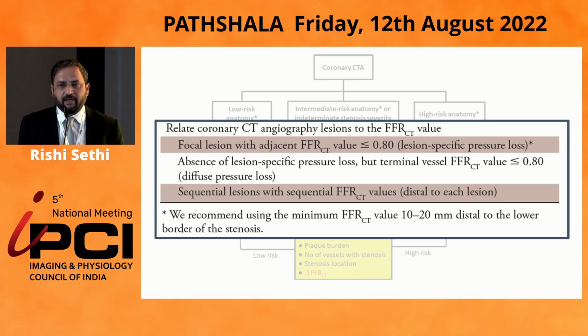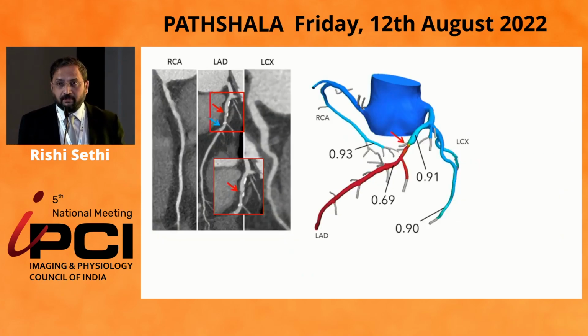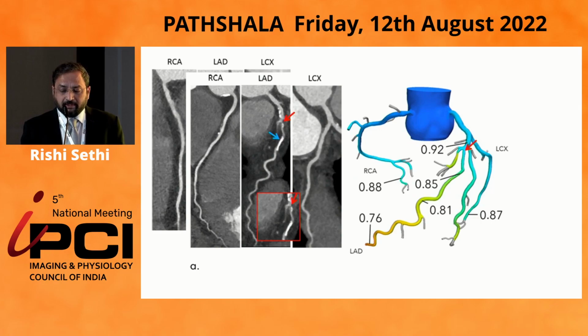You have to measure somewhere in the range of 1 to 2 centimeters distal to the lower border of the stenotic lesion under consideration. So here you have a significant lesion somewhere in the proximal LAD, and you can see CT-FFR values going transiently down. This is the example that I was talking about. There's no significant focal lesion, but the CT-FFR values keep on going down, and they become positive towards the lower end of the artery.